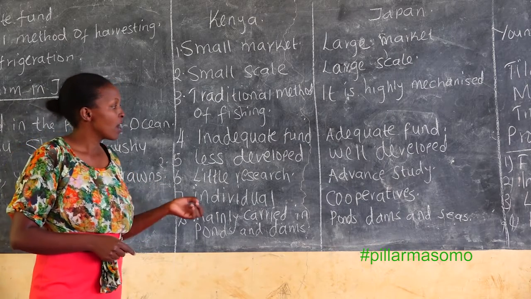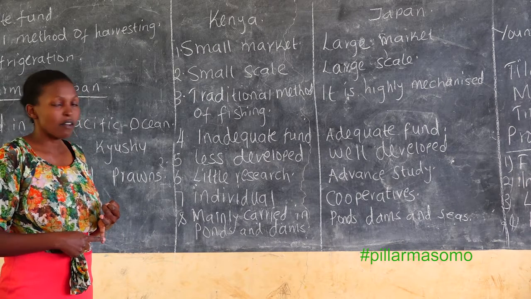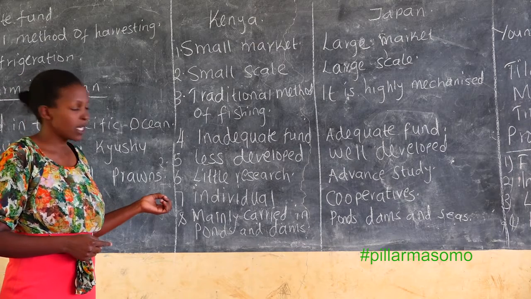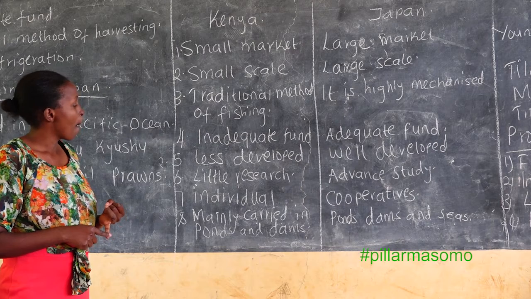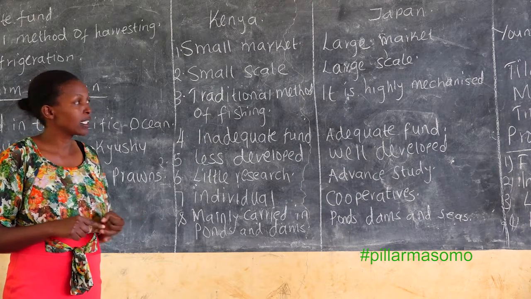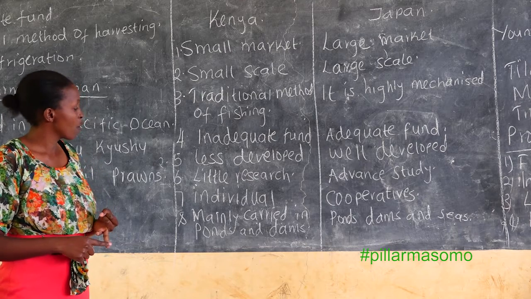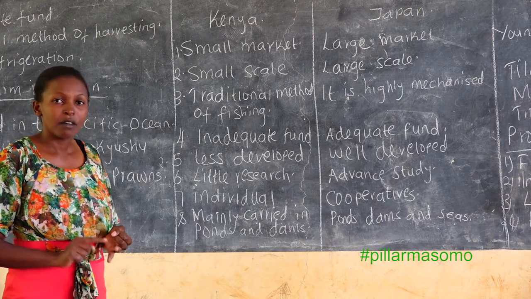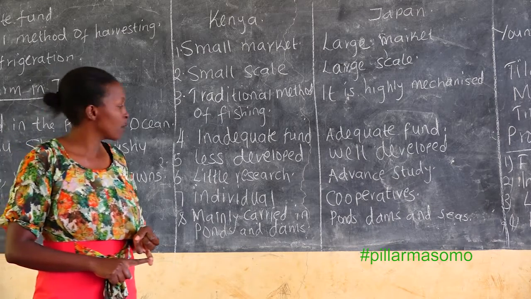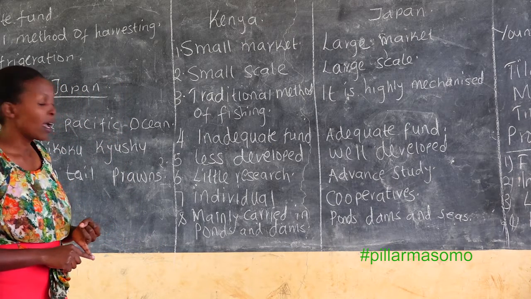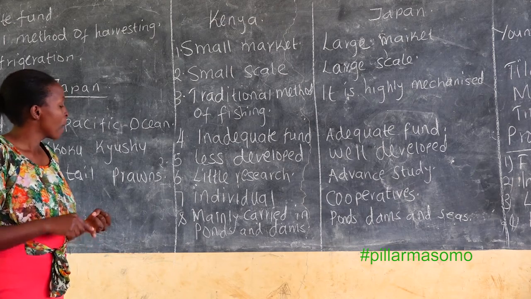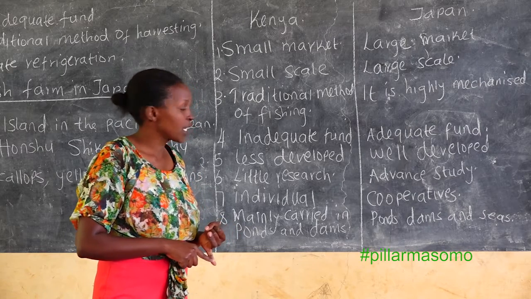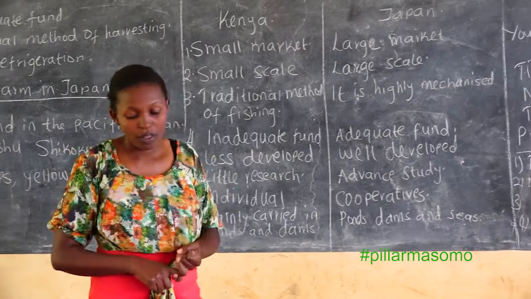Then number five, they have a less developed industry in Kenya, but in Japan it is well developed. Then number six, little research of fisheries in Kenya, but in Japan we have advanced study of fisheries. Then the next one, in Kenya they fish individually, but in Japan they use cooperatives. Then the last one, in Kenya fishing is mainly done in ponds and dams, but in Japan fishing is done in ponds, dams, and also the seas.